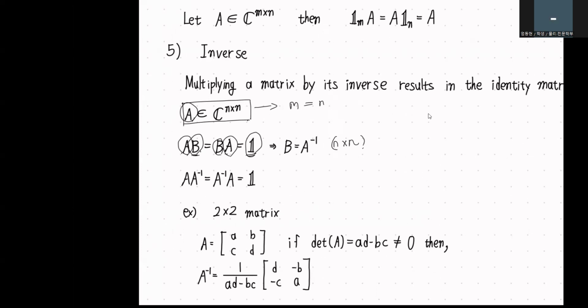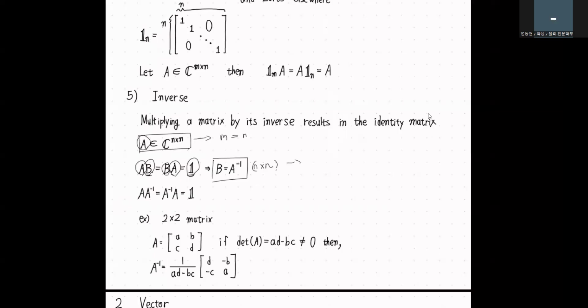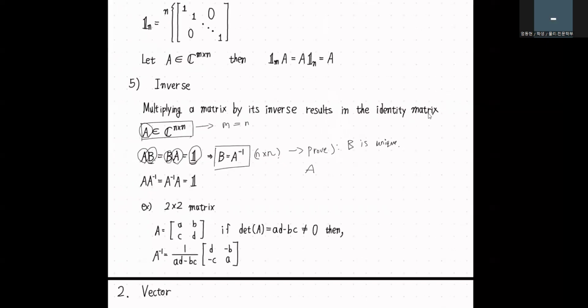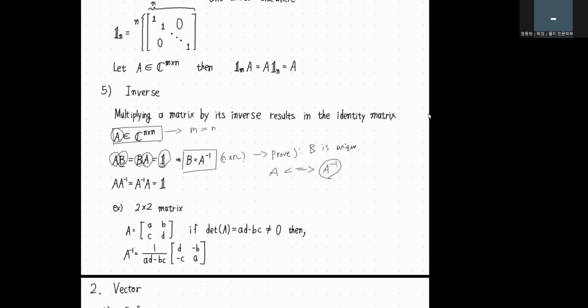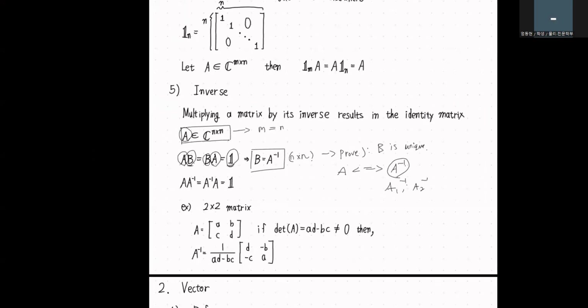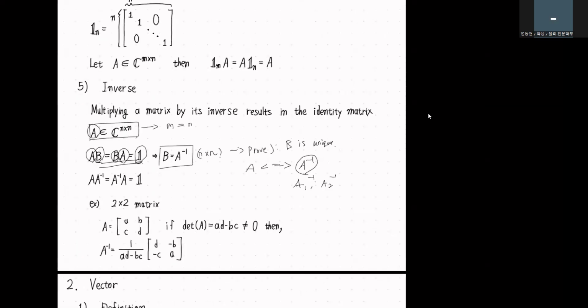So we choose to denote this as A to the minus 1 because you can prove, I won't prove it here, but you can prove if you want, that B is unique. So if I have a matrix A, there is a corresponding inverse matrix, A to the minus 1, and there's only one such matrix. I cannot have two different inverses which have the same property listed here. It's quite a remarkable result, in my opinion.